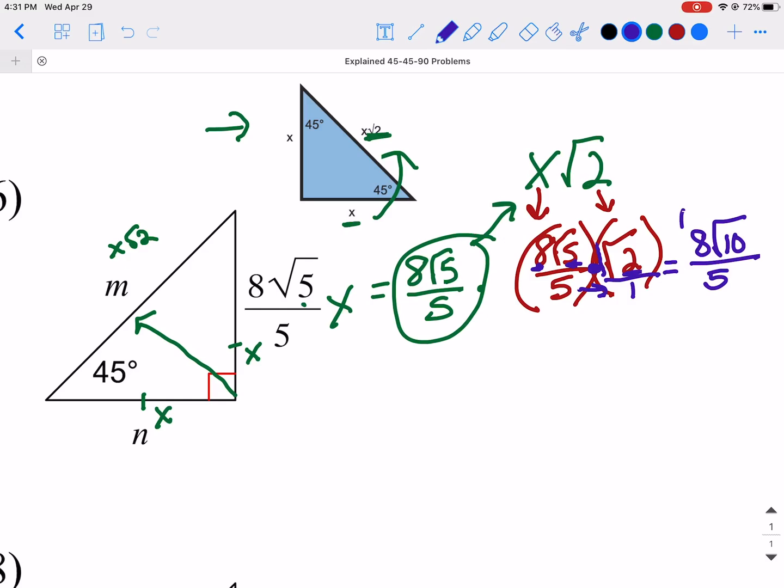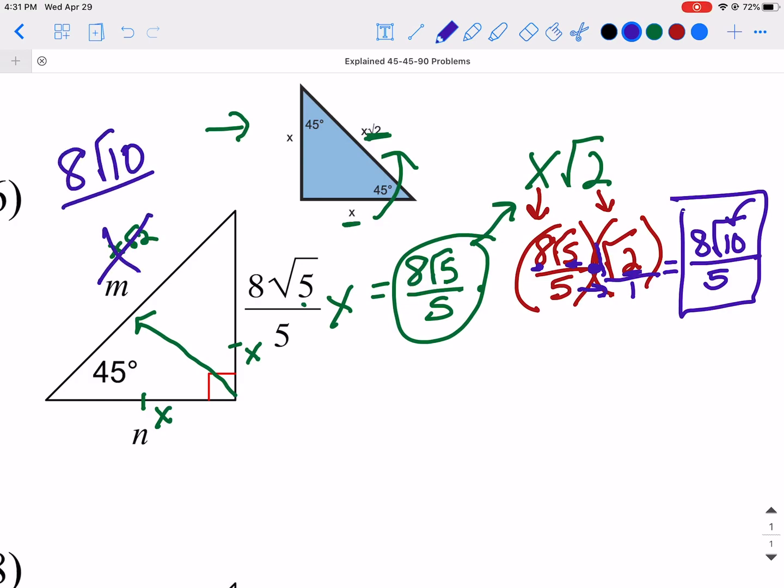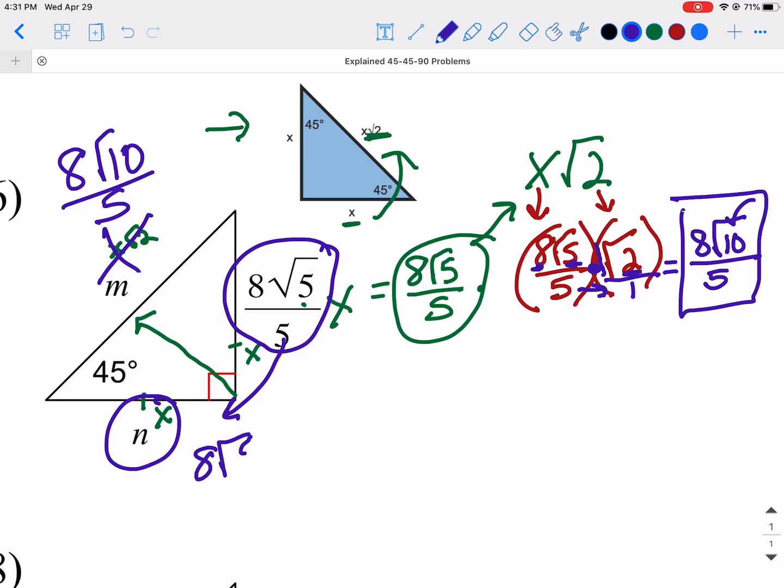Looking at that example, can 8 divided by 5 be simplified in an even manner? Will 5 go into 8 evenly, or can it reduce? The answer is no. So I check my 10. Is 10 in simplest form? Is there a perfect square, 4, 9, 16, that goes into 10? The answer is no. So your m over here is 8 radical 10 over 5. Your n is the same as this side, so this is your 8 radical 5 over 5. Not too shabby, right?